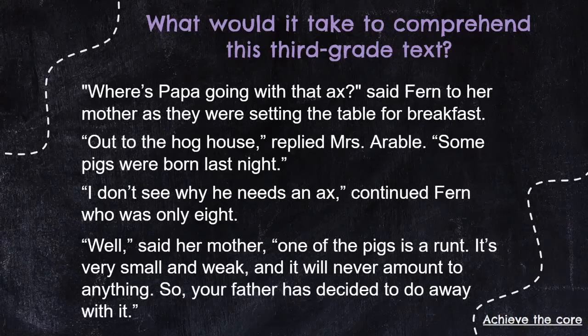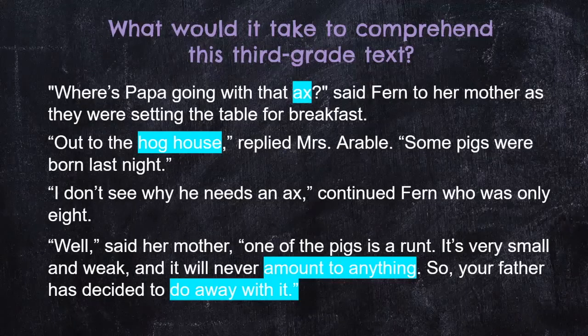Let's take a step back and think of this from the lens of a 3rd grader. What's some of the language in here that might be tricky for a 3rd grade student to understand? Well, an axe might be something that they haven't experienced or seen before. Hog house, amount to anything, do away with it. Those types of expressions and vocabulary are critical to understand in order to have a full picture of what's happening in this text.